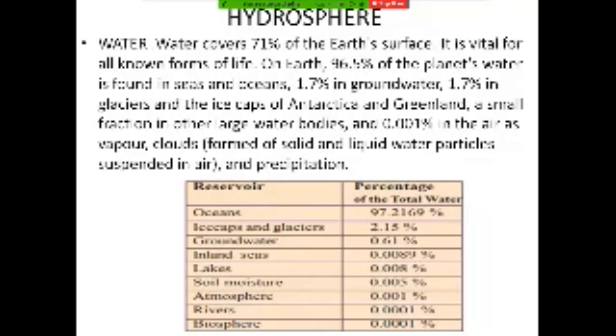And 0.001% is in the air as vapor or clouds formed of solid and liquid water particles suspended in the air, and the precipitation. Now we are observing the table. Here it shows the percentage of the total water and where it is present. So this is the saline water and the remaining whole comes under the fresh water.